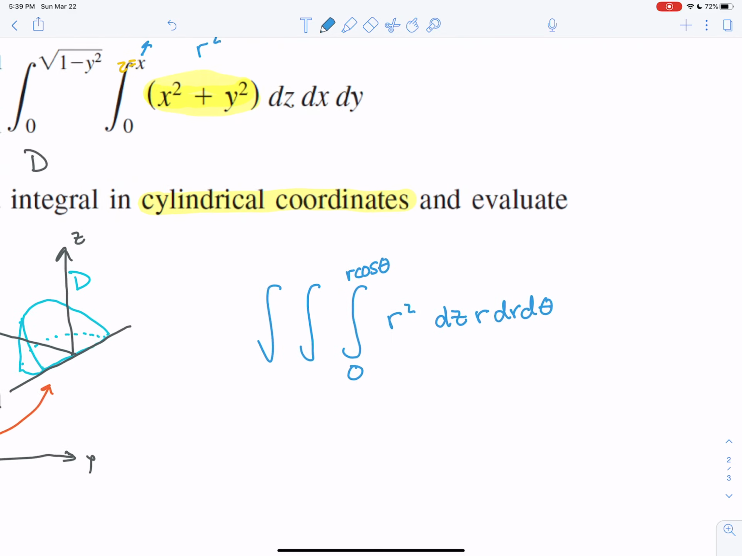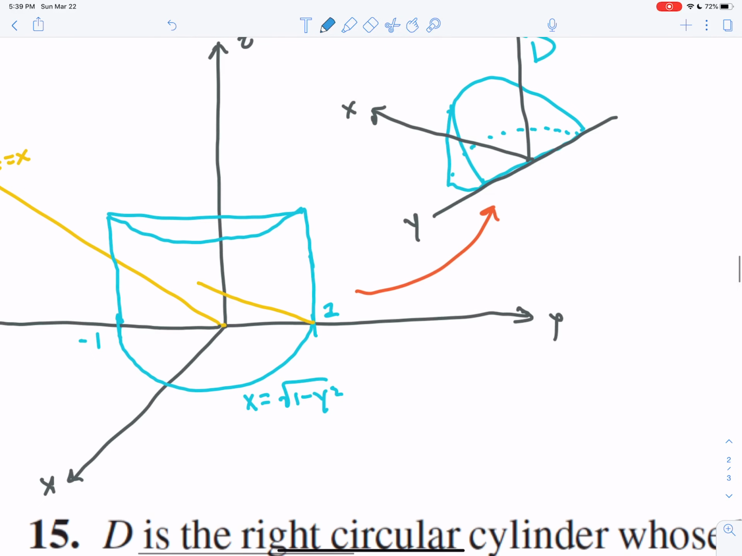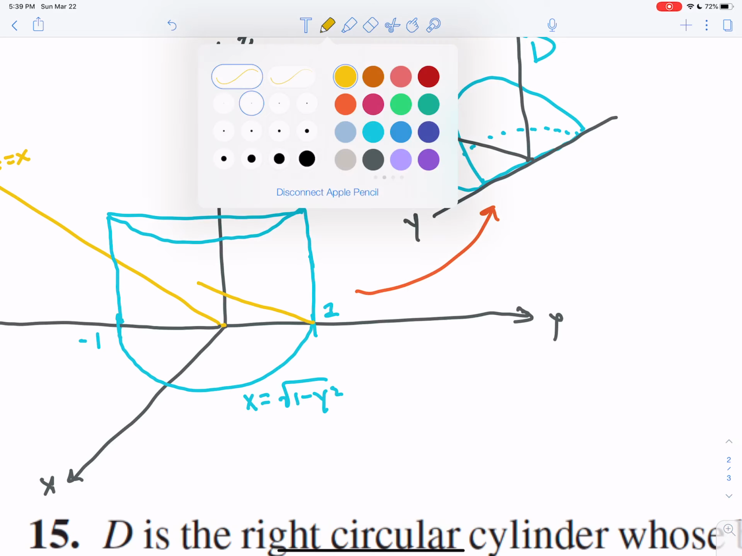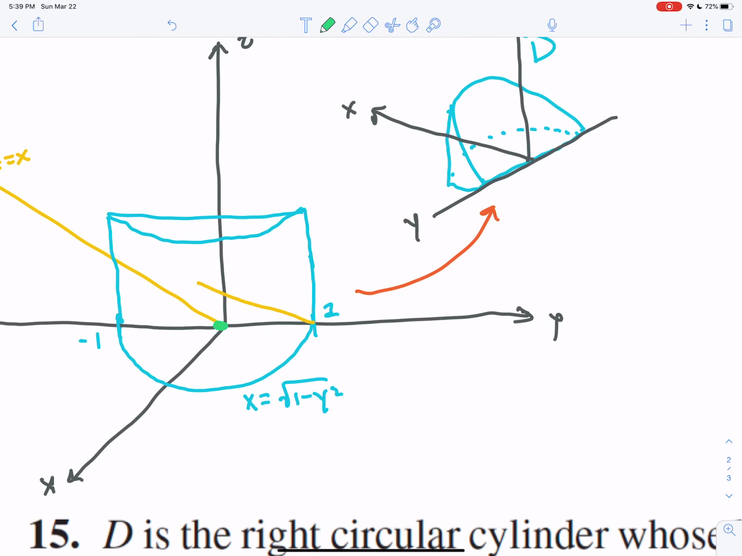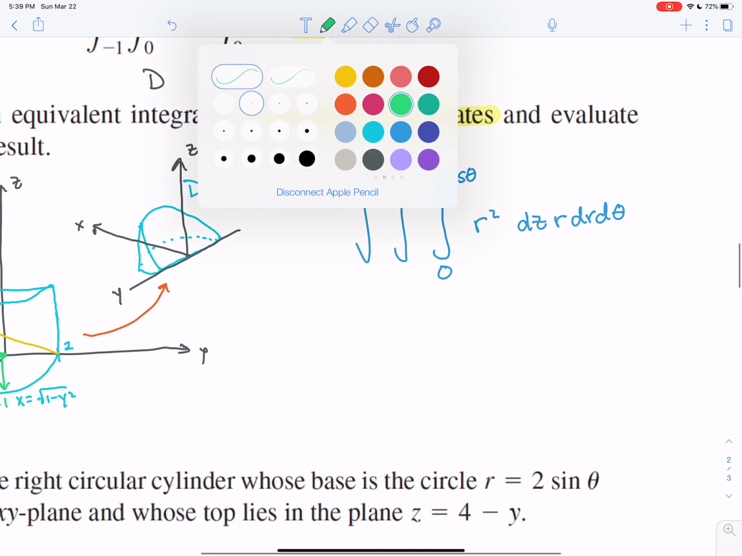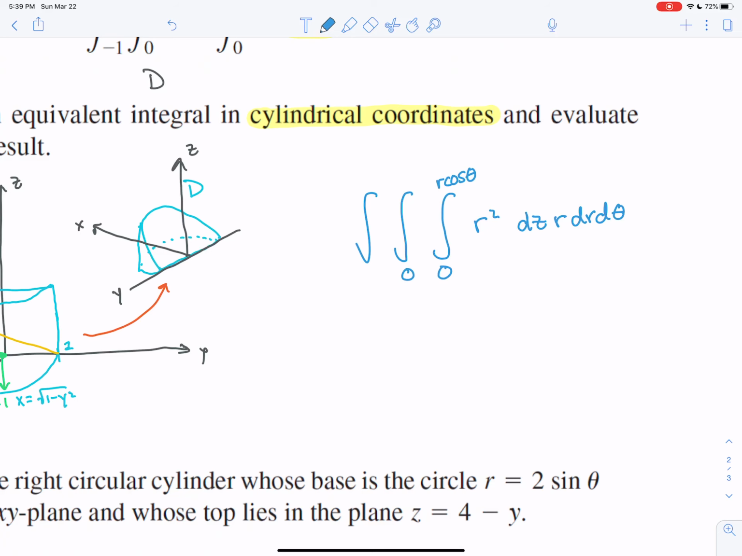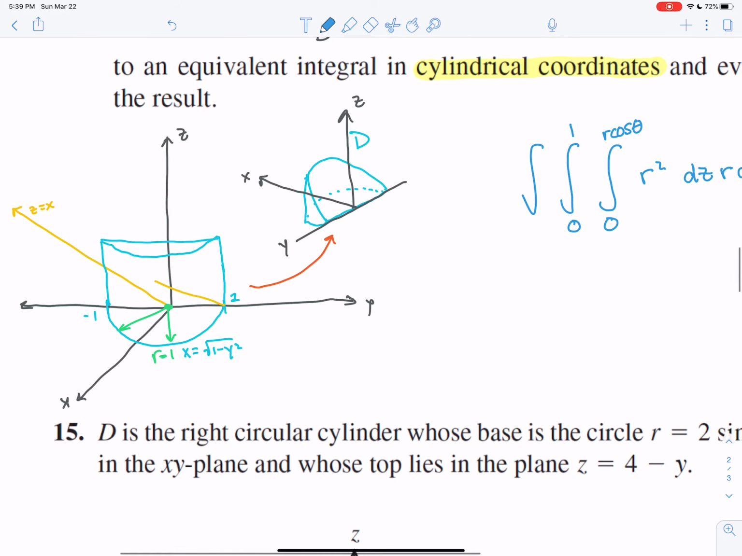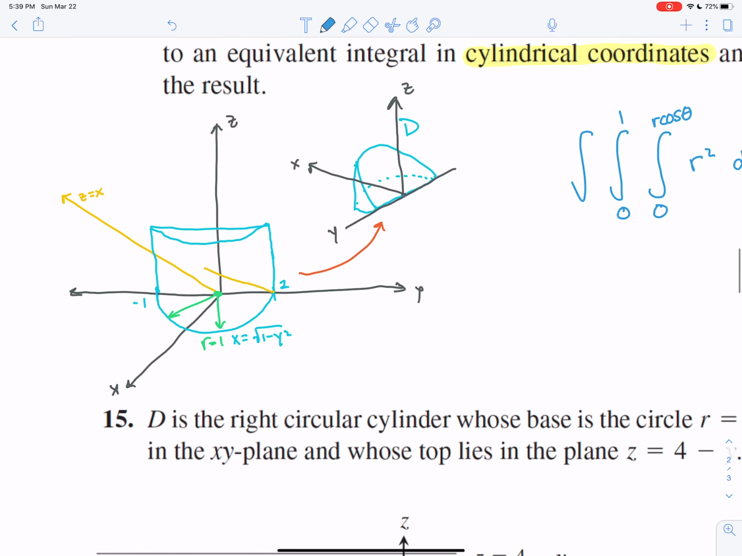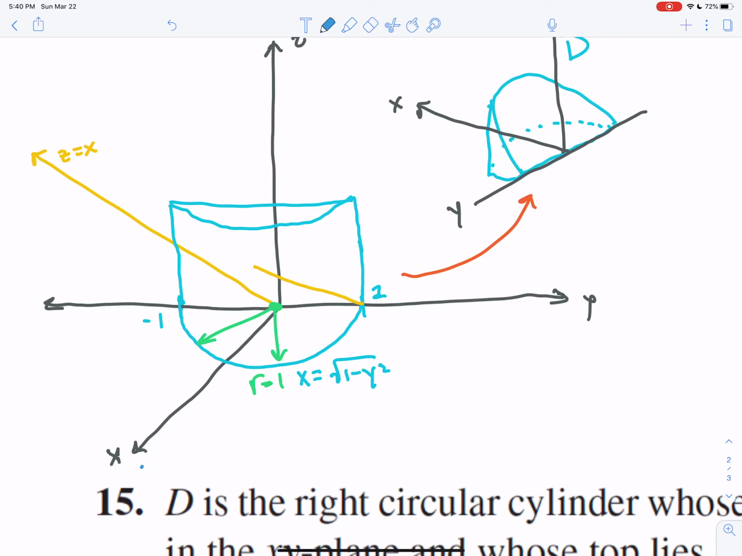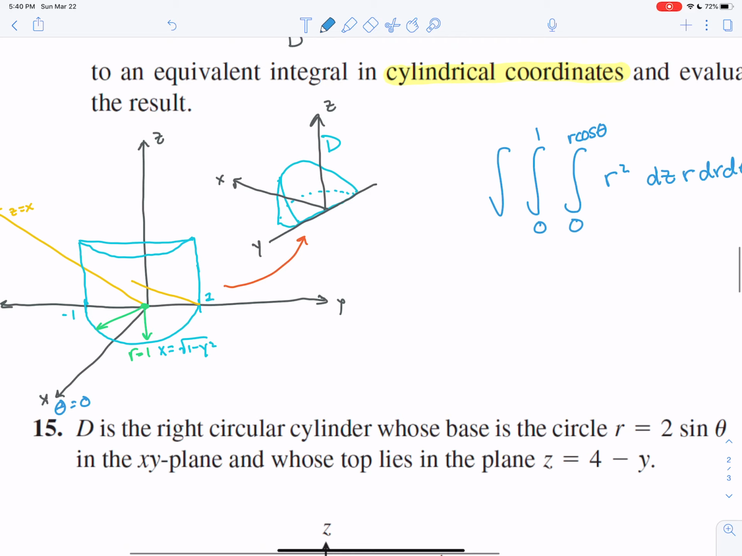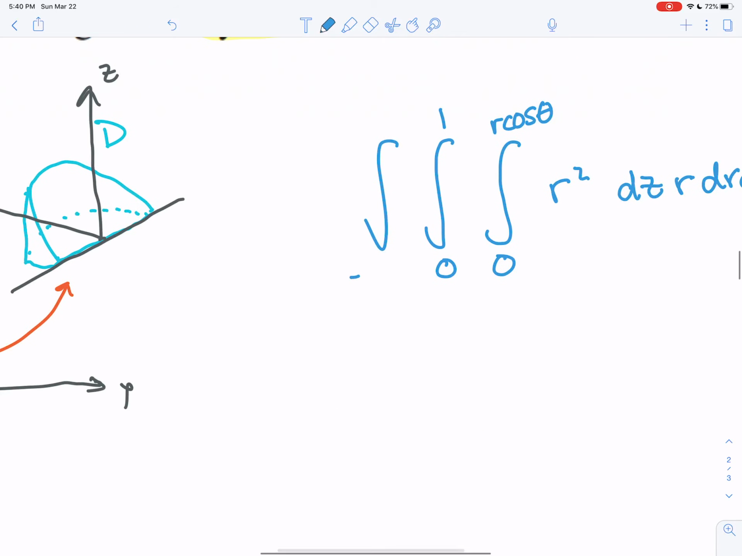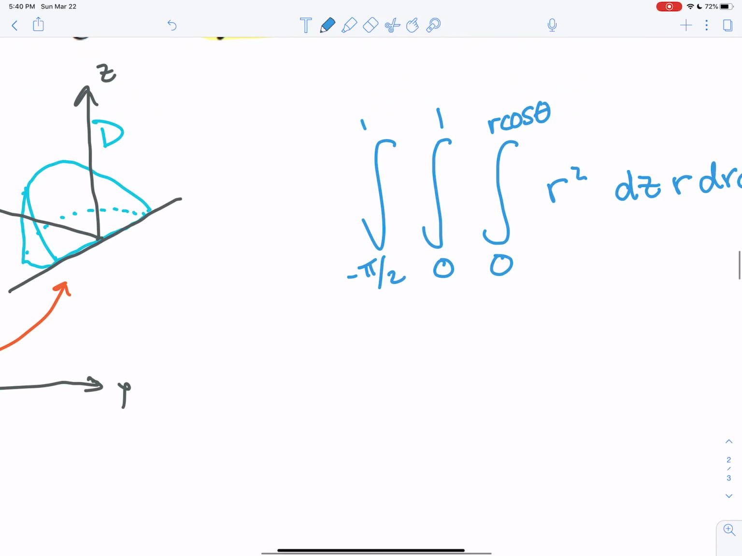And then the radius. So now in r, let me pick a different color. r still goes from 0 to 1, so that's r equals 1. We're still going from 0 to 1. And then, what is the last one? Oh, for theta. Theta equals 0 is out here, and theta will go from negative pi halves to pi halves, the negative y-axis to the positive y-axis. So it's negative pi halves to pi halves.